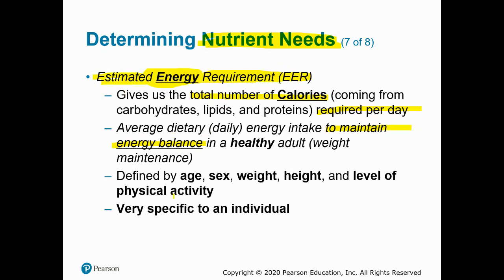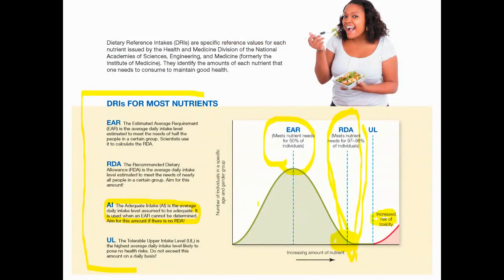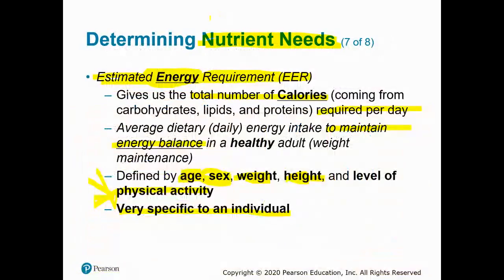Estimated energy requirement is defined, and this is also key, by these 5 things. How old a person is, their sex, so whether they're male or female, their weight, their height, and the amount of physical activity that they do. So estimated energy requirement is very specific to an individual. These 4 requirements are not specific at all, right? The RDA meets the needs for nearly everyone. That couldn't be more generalized. These 4 right here are very generalized recommendations. The EER is very specific to an individual. Actually, let me say only EER. Forget that I went to the AMDR slide. EER is very specific to an individual. We can and will each calculate our own estimated energy requirement.